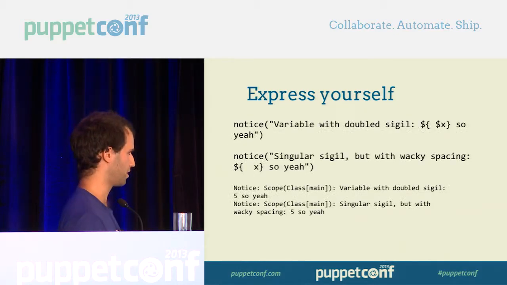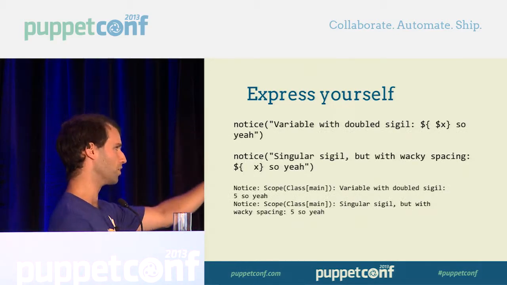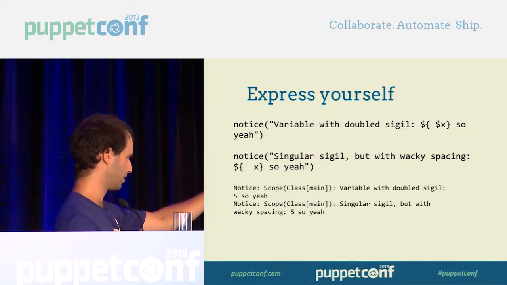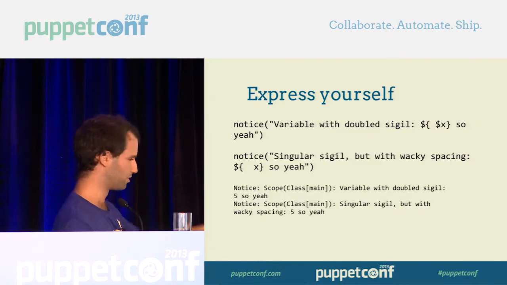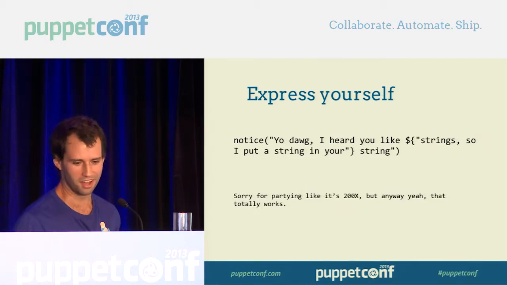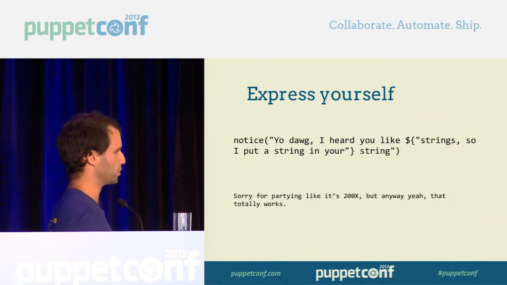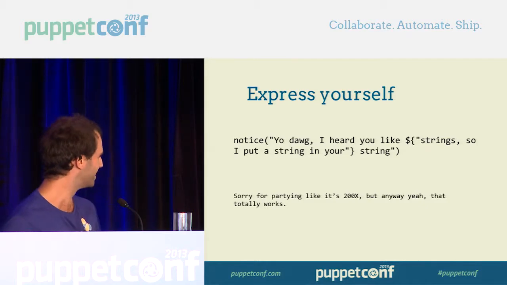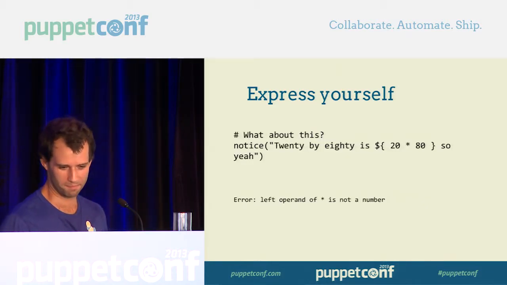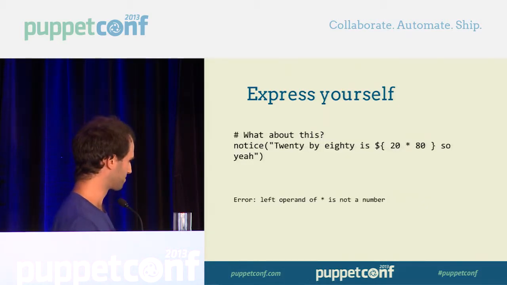How about if you do dollar and then dollar inside that? That actually works. How about if you leave off the sigil, but you put a bunch of spaces in front? That works. You can just put a literal string in there too. How about this? Left operand of multiplication is not a number.